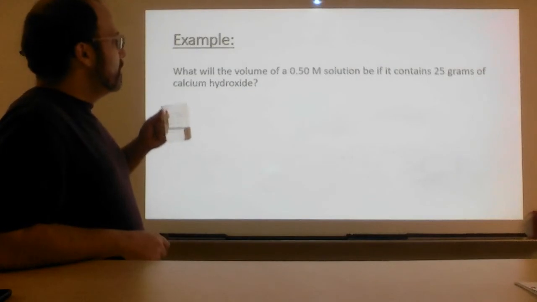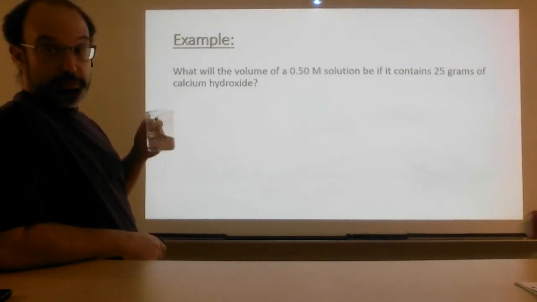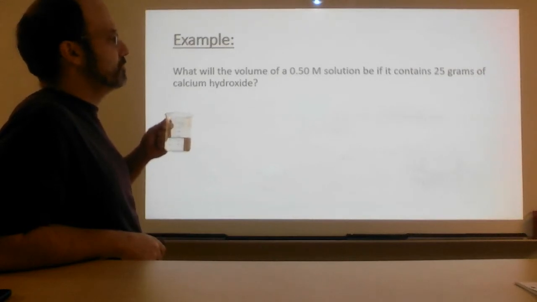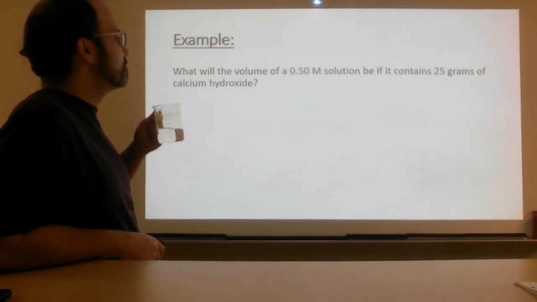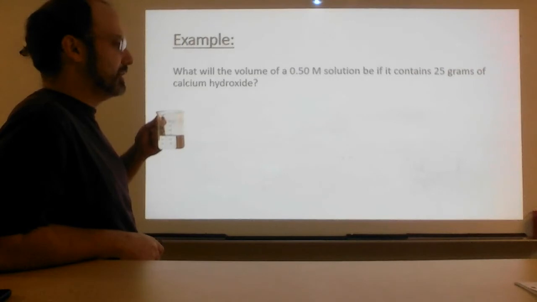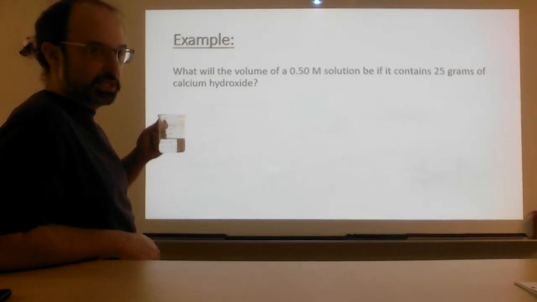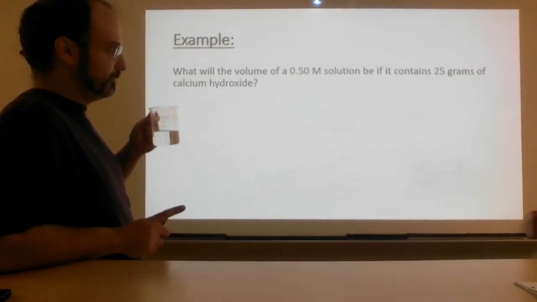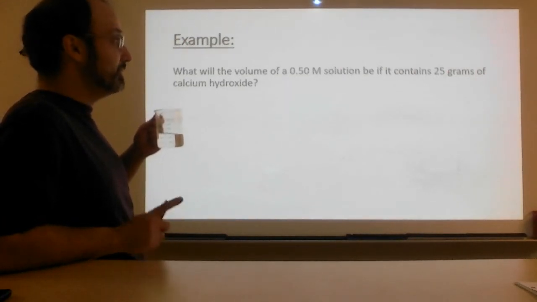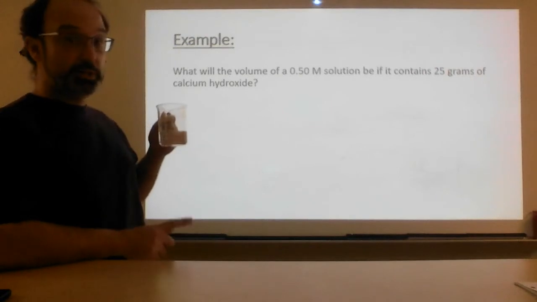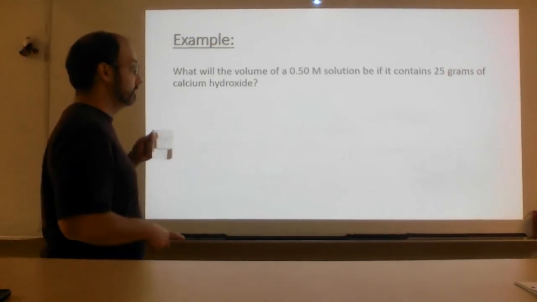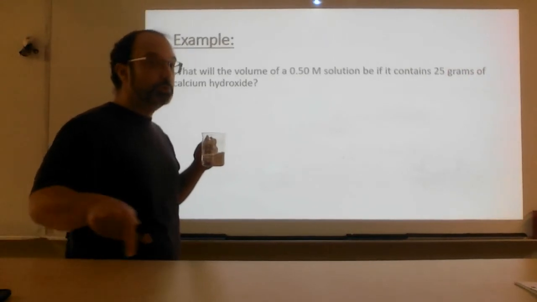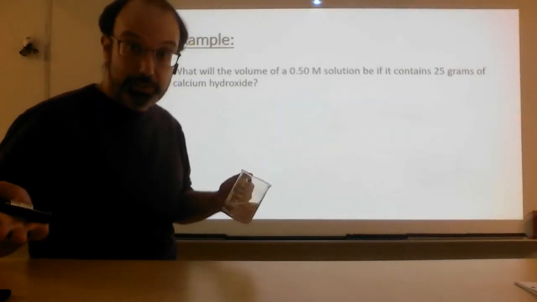Next one. Oh, different question. What will be the volume of a 0.5 molar solution if it contains 25 grams of calcium hydroxide? Oh, there's a lot of stuff here. Let's break this down. What is the volume? So we're looking for the volume of a 0.5 molar solution. So that tells us the number of moles per liter. Okay, so we know that there's half a mole for every liter, but we don't know how much volume there is. Is there a full liter? In which case this is easy.